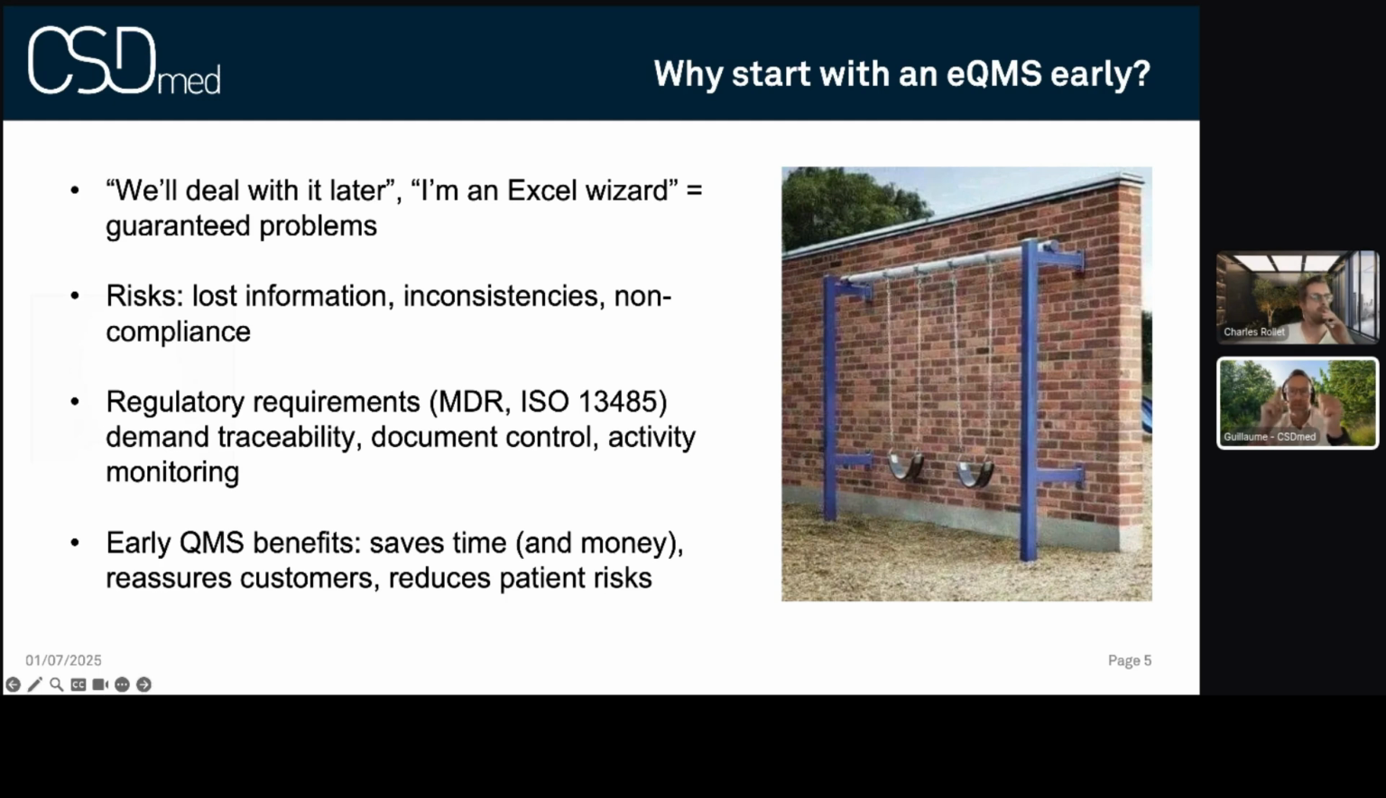People will get bad habits. Documents will be upside down. You may even forget some crucial activities. So, I believe, for example, on a picture, the people that designed the swing, they did not have a QMS, right?